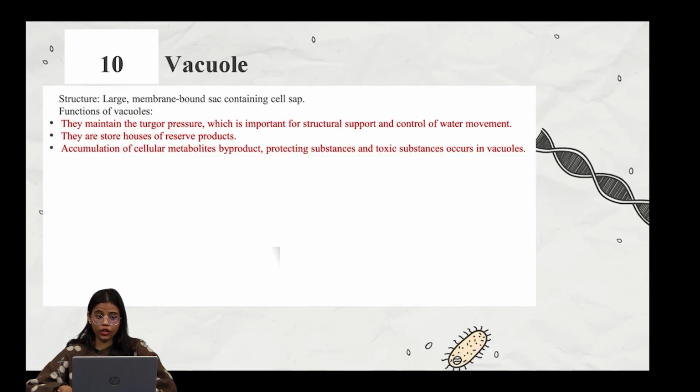The 10th one is the vacuole. The structure is a large membrane-bound sac containing cell sap. The function of the vacuole is that they maintain the turgor pressure, which is important for structural support and control of water movement. They are the storehouse of reserve products and accumulation of cellular metabolites and byproducts. Protective substances and toxic substances occur in the vacuole.